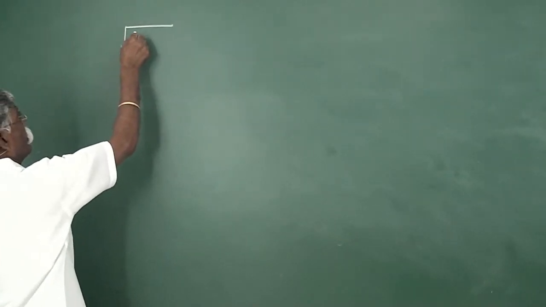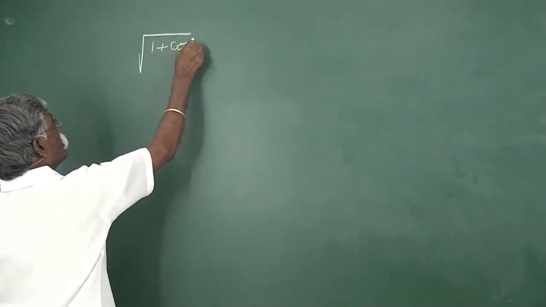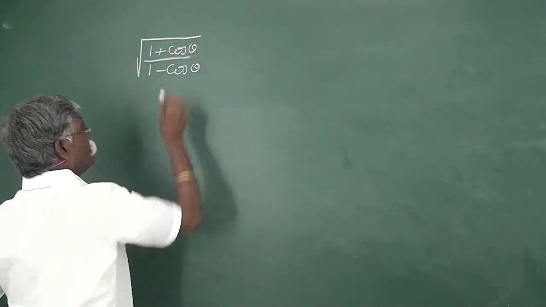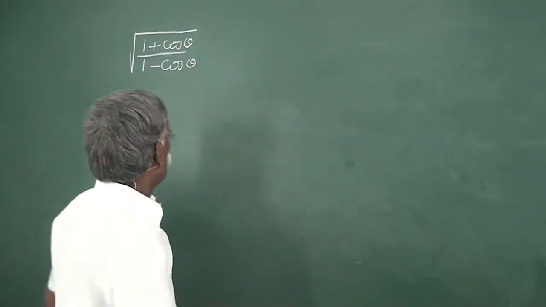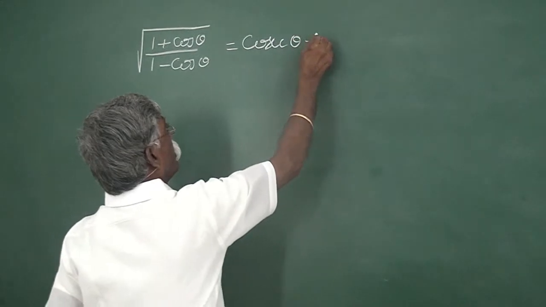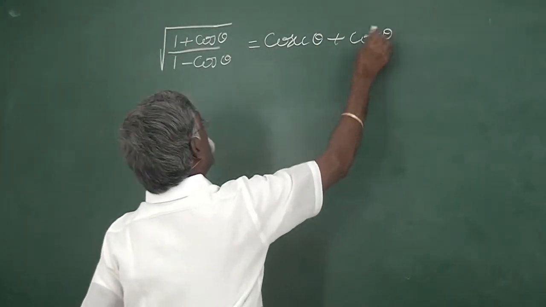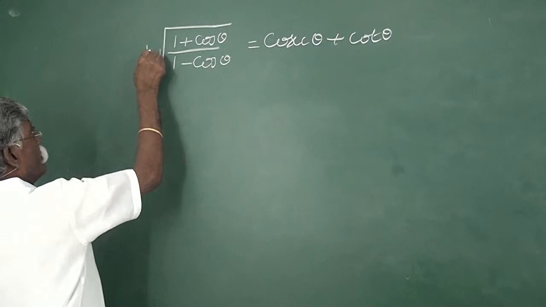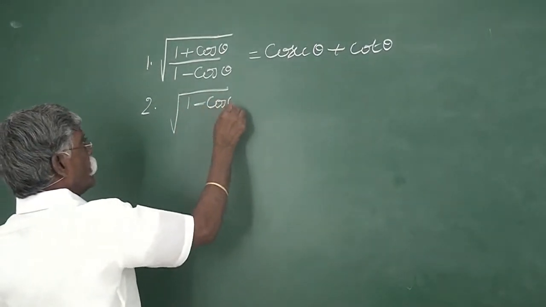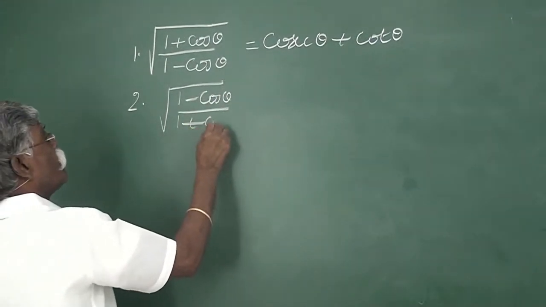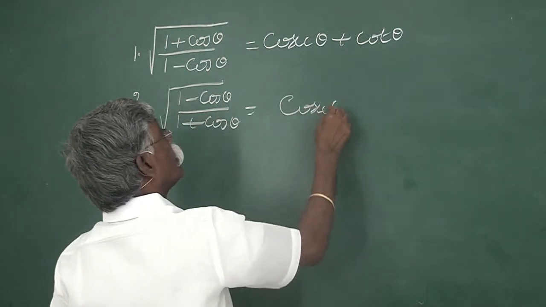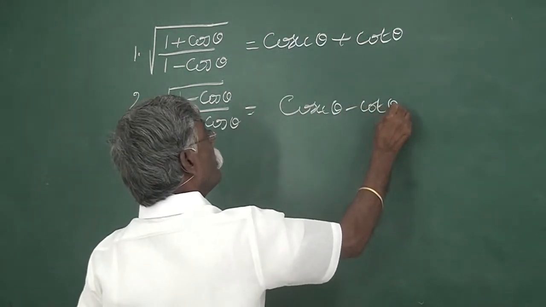Square root of 1 plus cos theta by 1 minus cos theta is equal to cosecant theta plus cot theta. Second one, root of 1 minus cos theta by 1 plus cos theta is cosecant theta minus cot theta.